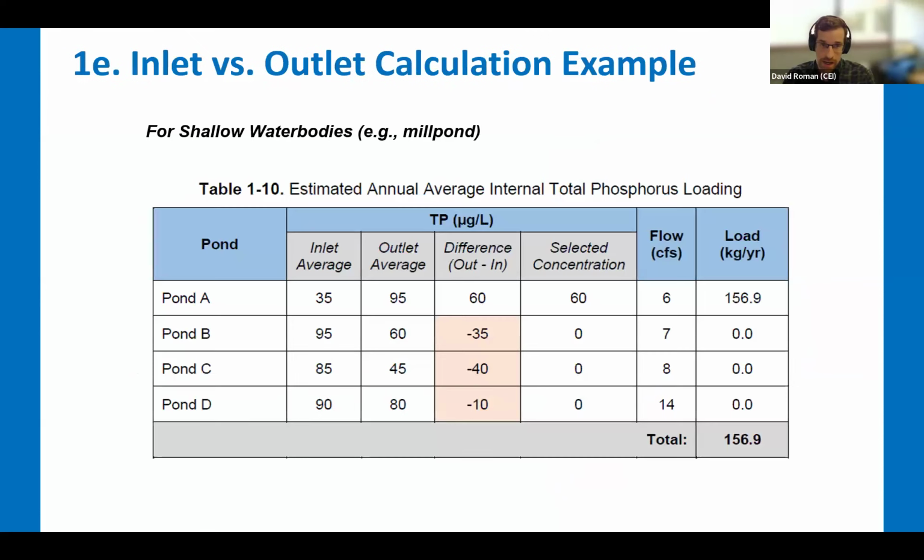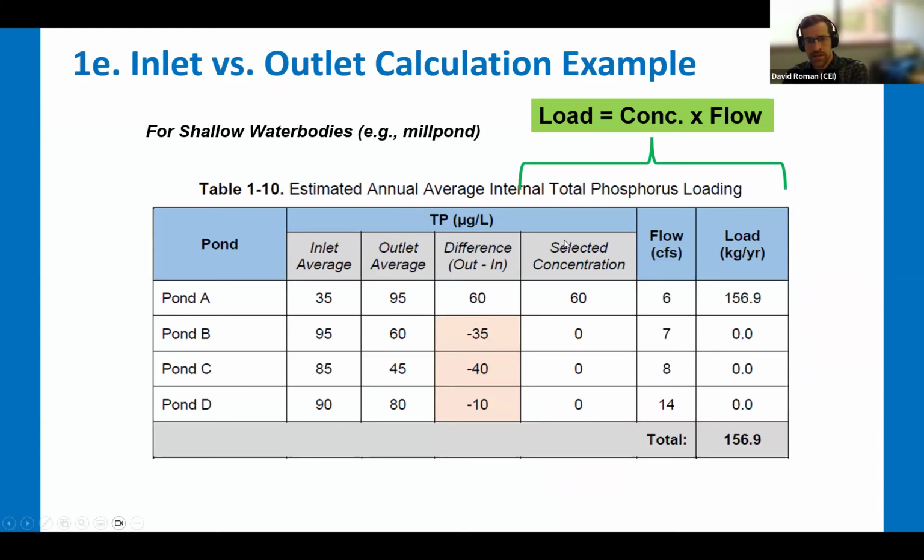So how that would work in actuality here is we can imagine that we have a pond. The incoming phosphorus might be 35. At the outlet, it's 95. So a pretty big difference there, and a lot of that is probably attributed to internal loading. So we can just simply take the concentration times the estimated flow to get an estimated load. And again, these first two examples are probably the more complicated ones.